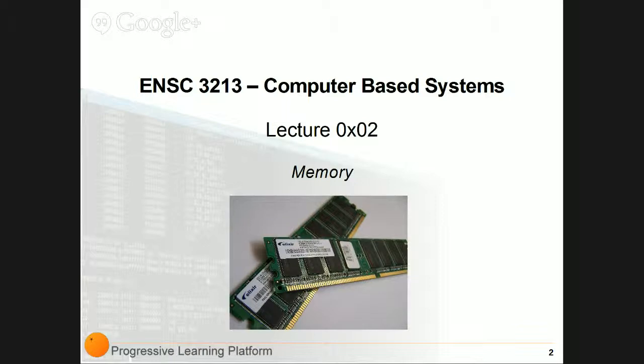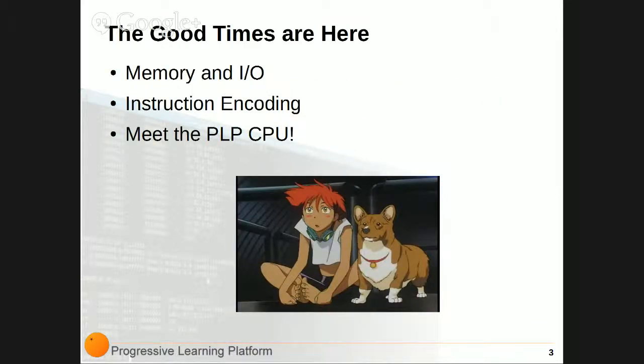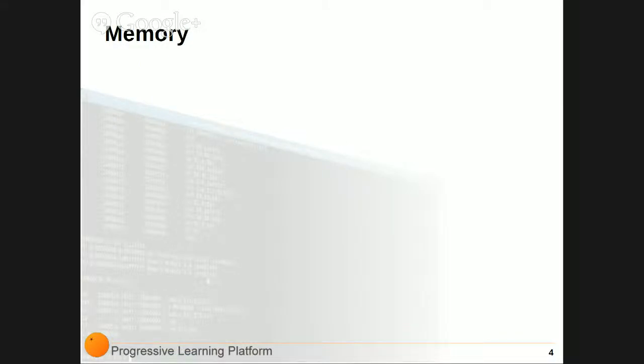No, you'll see. All right, so memory and I/O, instruction encoding with the PLP CPU. Okay, memory. So Charles, right? As he said, there are different kinds of memory. We've seen registers. Where are the registers? Not on the ALU, but on the CPU itself. So really, really close to the processing center of the computer. Why do you think it's there?